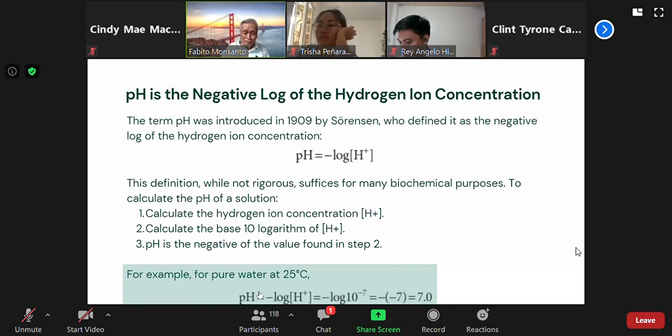No? So pH is negative log of hydrogen ion concentration. The concentration of pure water is 1 times 10 to minus 7. So the negative log of 10 minus 7 is equals to negative 7, and you have pH 7, pure water. Okay?